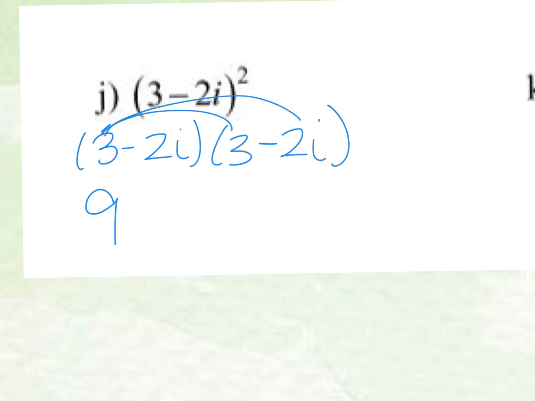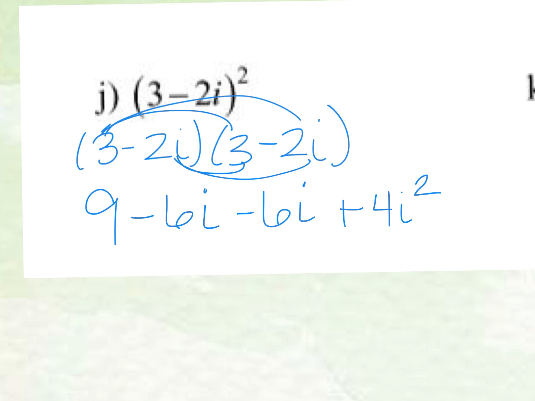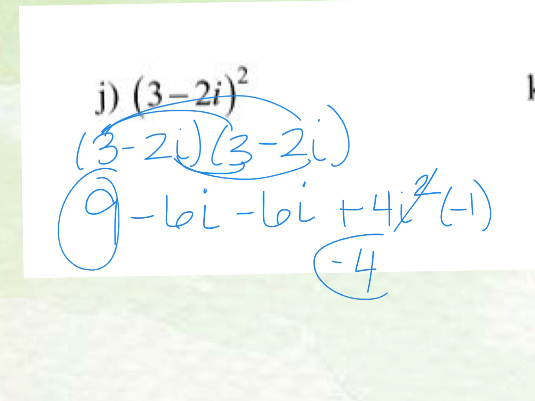Our outside terms are going to be a negative 6i. Inside terms is going to give us a negative 6i. And our last terms is going to give us a positive 4i squared. All right, so let's go ahead and get rid of the i squared by turning it into a negative 1, making that positive 4 into a negative 4, combining it with our other real number.